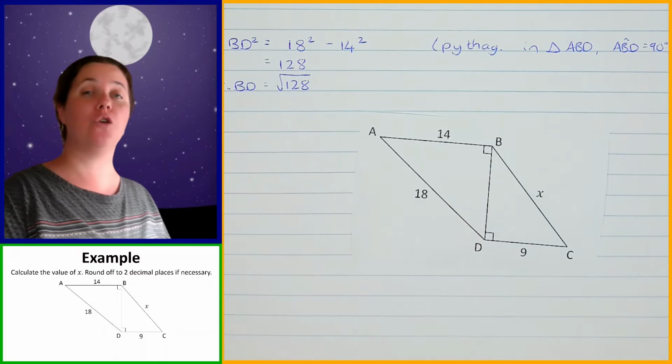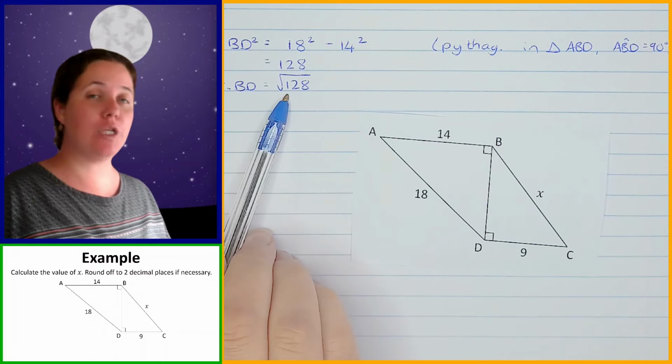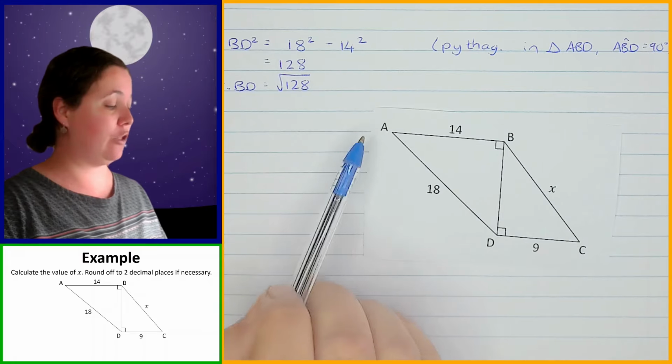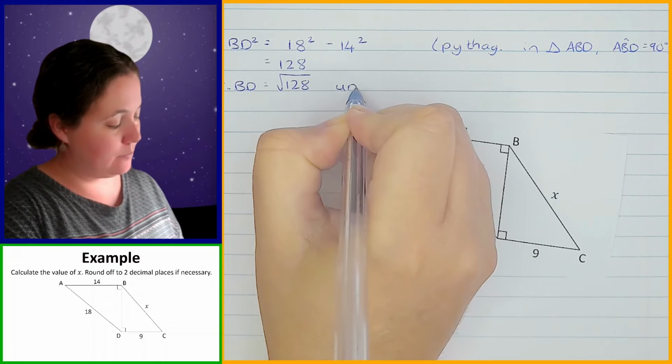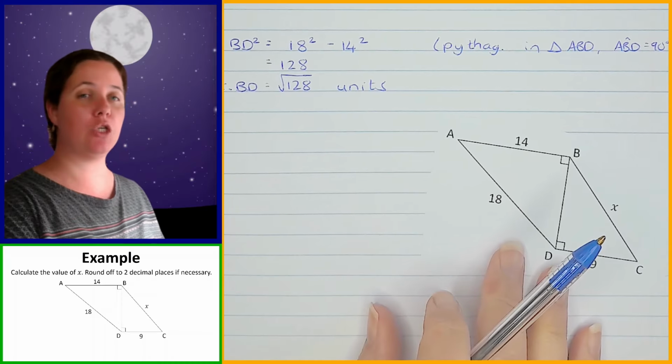And if I round off early, it's going to cause inaccuracies later on if I'm working with rounded off values. So I don't round this off until I get to the very end of the question. Now, they haven't given us any unit of measurement, so I just say units. Okay, so BD is the square root of 128 units.